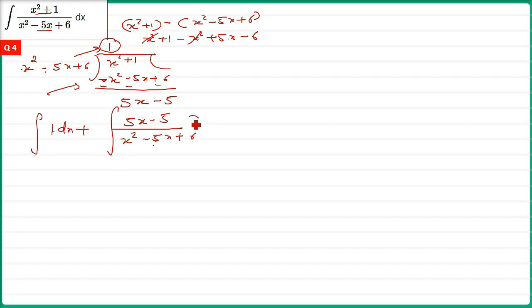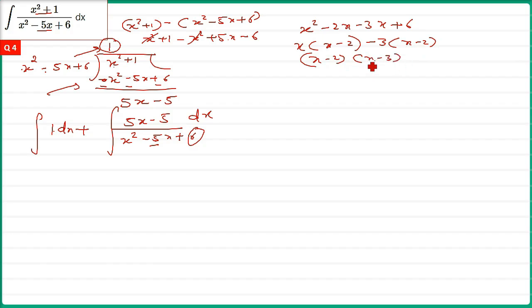Now let us integrate this with respect to dx. x square minus 5x plus 6. Can we do something with this so that we can get 5x minus 5? So this 6, see x square minus 5x plus 6, 6 can be written as 2 into 3. Negative 5x can be written as negative 2x minus 3x. So you can just take this x outside, x minus 2 will be there, negative 3 outside, x minus 2 will be there. So this x square minus 5x plus 6 is now the product of x minus 2 and x minus 3. So this first one will be x only. You already know that. We'll use it in the later part.